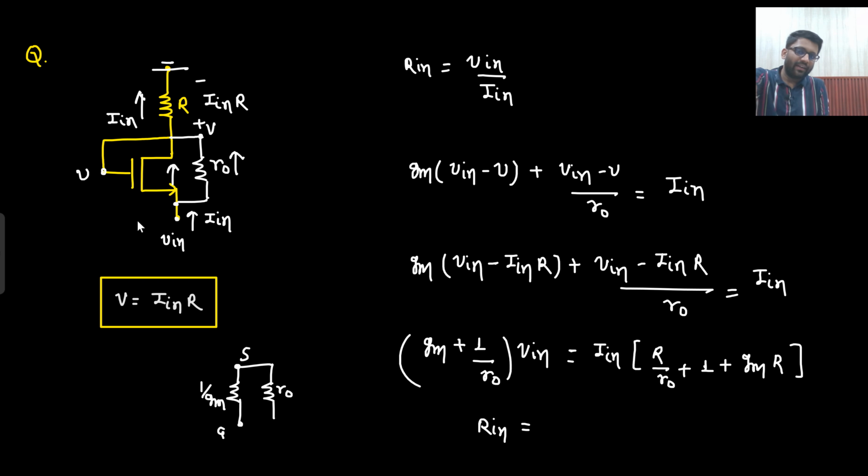Now, are drain and gate both shorted or not? Yes, both are shorted. This was our drain, this was our gate. From source to gate I see 1 by Gm. From source to drain I see R naught. And gate and drain both are shorted.